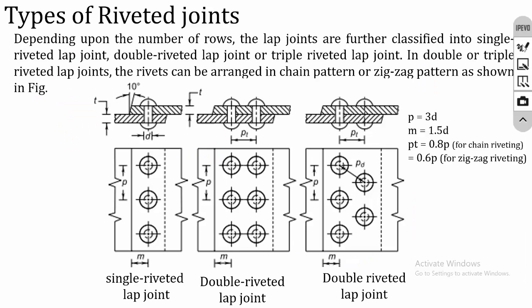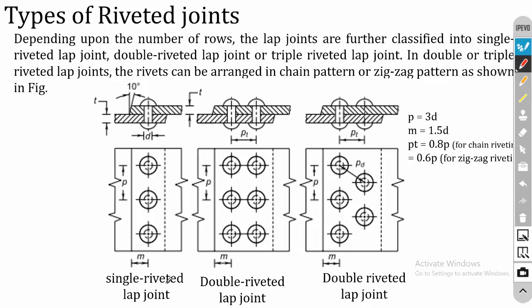So the types of rivet joints. The first one is the single riveted lap joint. We have two major classifications, the lap joint and the butt joint, and in the lap joint we have three classifications. The first one is the single riveted lap joint. In this we have a single row of rivets. So it's a lap joint, but only a single row of rivets is used here.